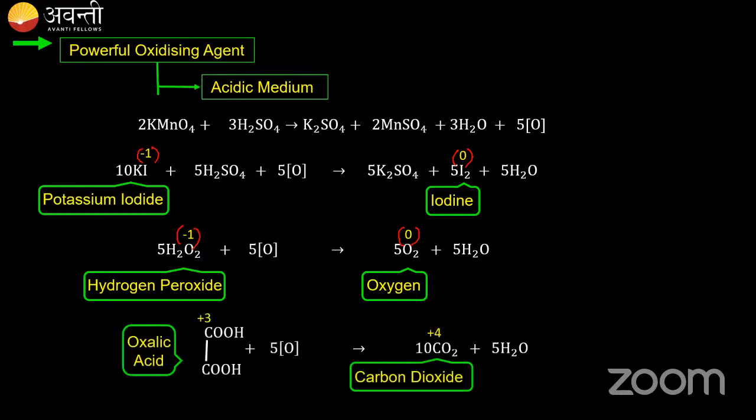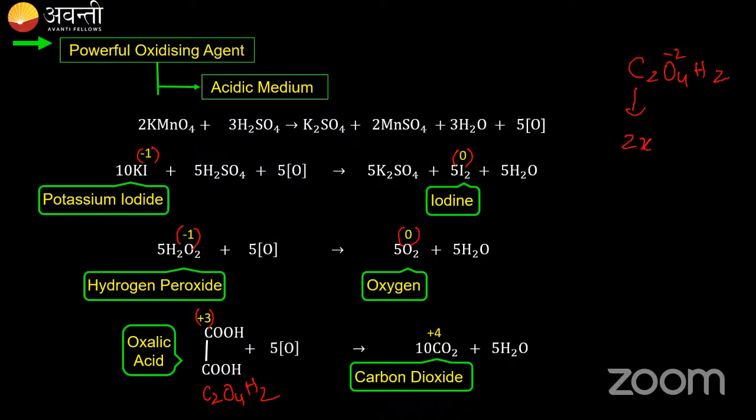The next is oxalic acid to carbon dioxide. Here the oxidation state of carbon is +3. All of you can find that out, no? It is nothing but C2O4H2. So we are going to find out the oxidation state of carbon. We have two carbons, so 2X.